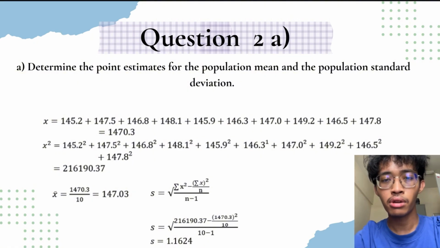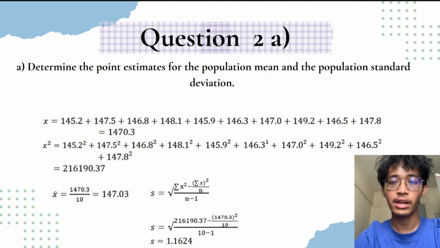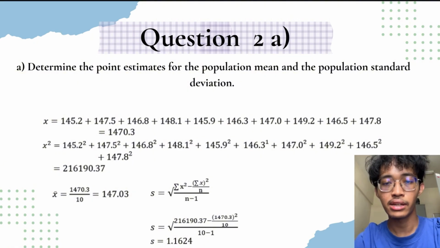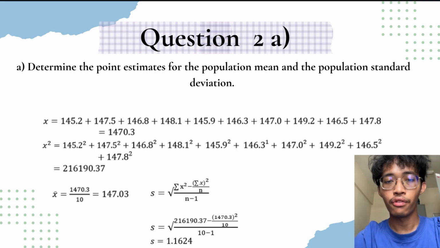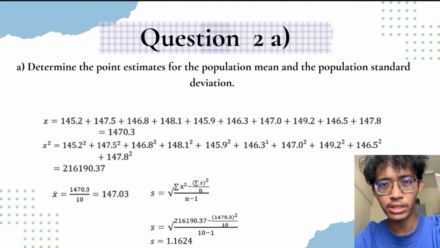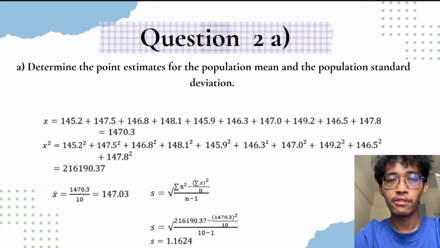And next, we look at the population standard deviation, estimated by the sample standard deviation, S. We first calculate the sum of X squared, which equals 216,190.37. Using the standard deviation formula shown on the slide, we plug in our values, divide by n minus 1, which is 9, and take the square root. This gives us a standard deviation estimate of 1.1624.